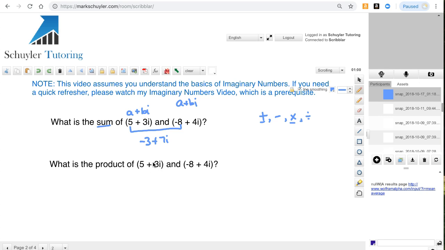And product is also super simple. You have to multiply these out, but you follow the FOIL method, which is something that we should be very familiar with. Make sure you go in order.